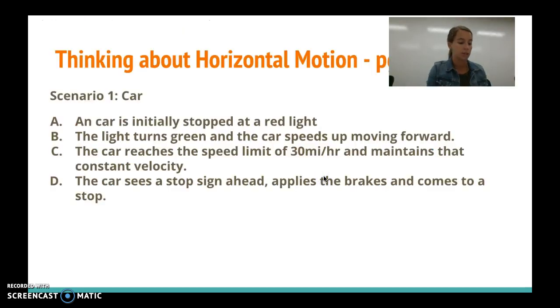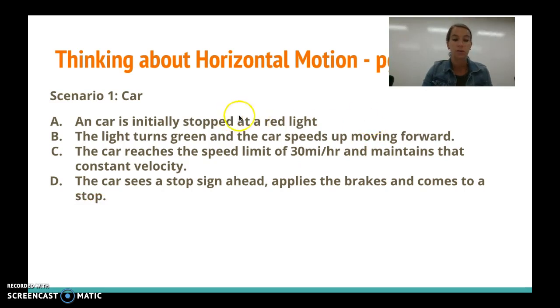We're going to go to page 7. So flip your packet to page 7, and here's our scenario. We're going to split it into A, B, C, D. A car is initially stopped at a red light. The light turns green and the car speeds up, moving forward. The car reaches the speed limit of 30 miles per hour and maintains a constant velocity. And the car sees a stop sign ahead, applies the brakes, and comes to a stop. So we will do free body diagrams for all of these separately.